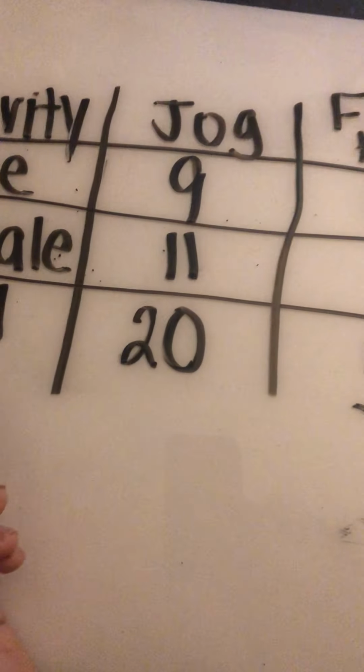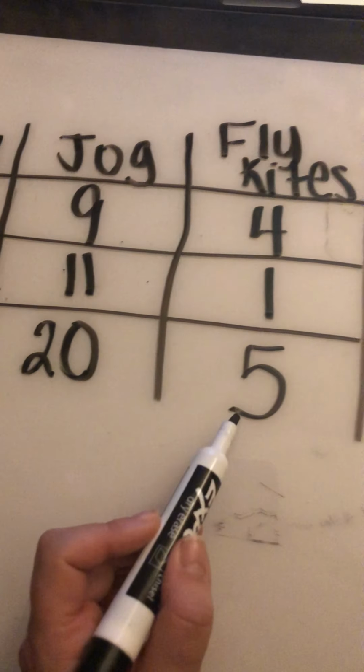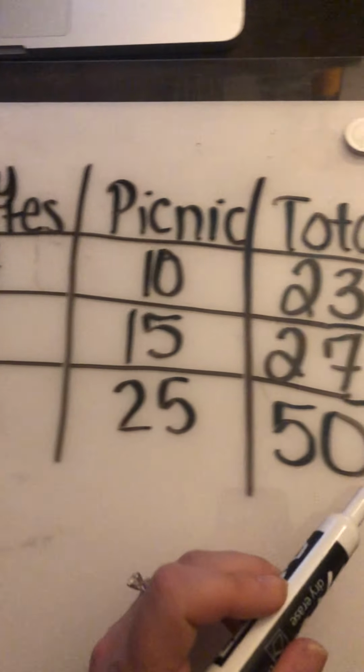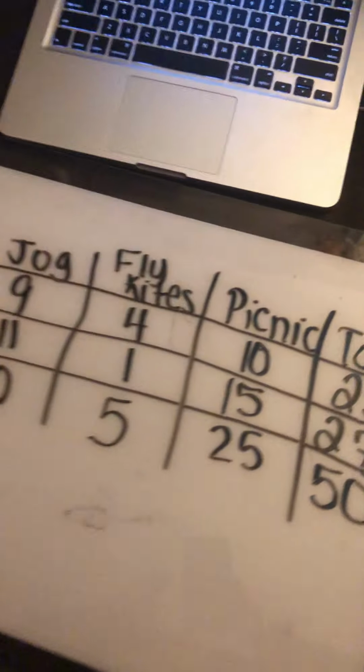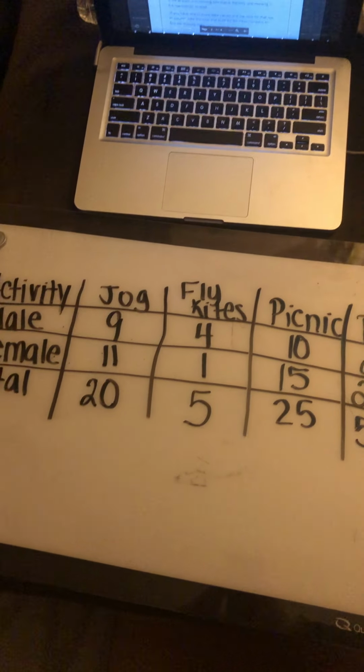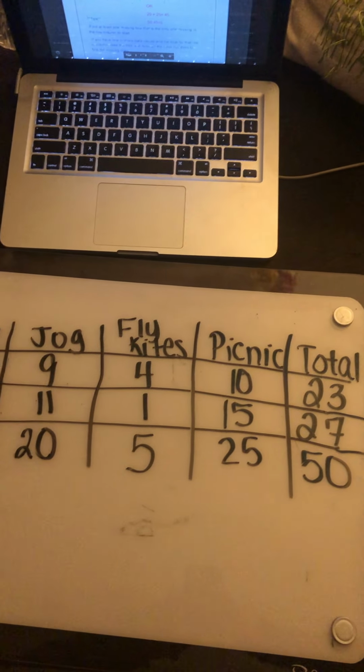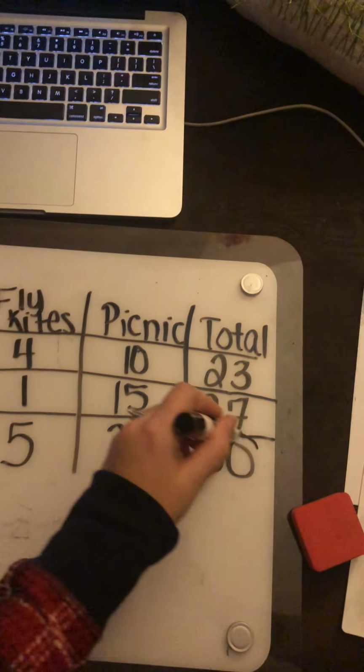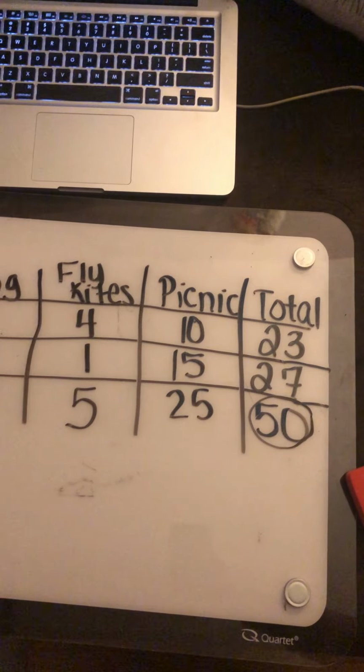And then let's do our bottom row check. 20 plus 5 is 25, plus another 25 gives us 50. So here is our table completely filled out. Remember that this bottom corner tells us that there were 50 people surveyed.